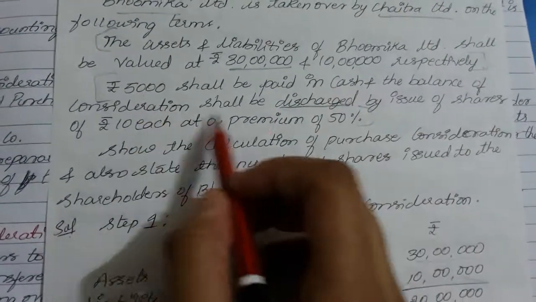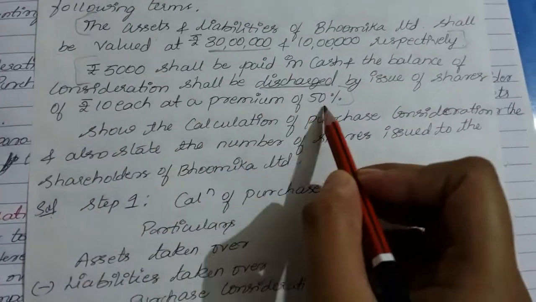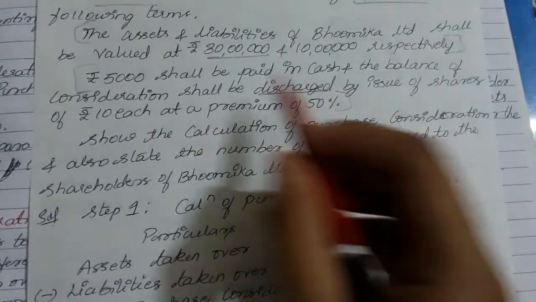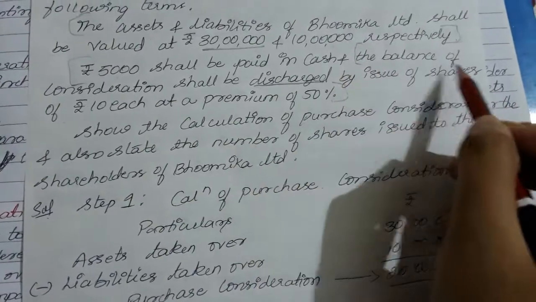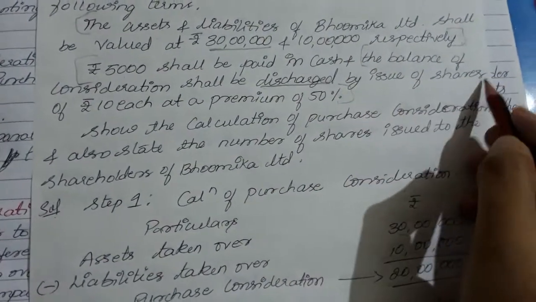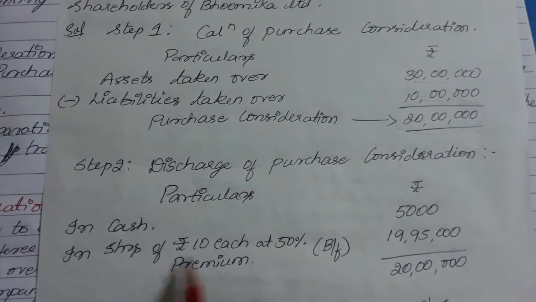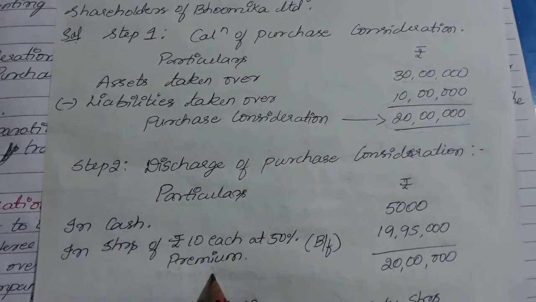and the balance of consideration shall be discharged by issue of shares of rupees 10 each at a premium of 50%. So let's take until the balance of the consideration shall be discharged by issue of shares. So here, whatever the balance is, that needs to be given in the form of shares of rupees 10 each at 50% premium.